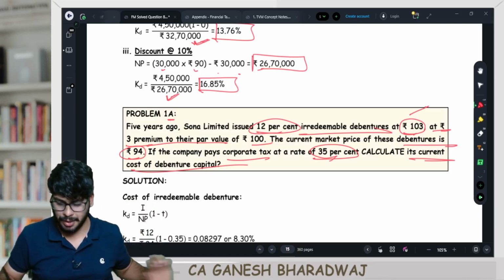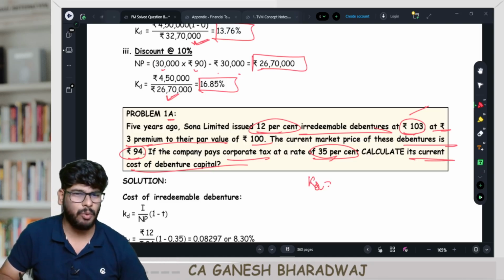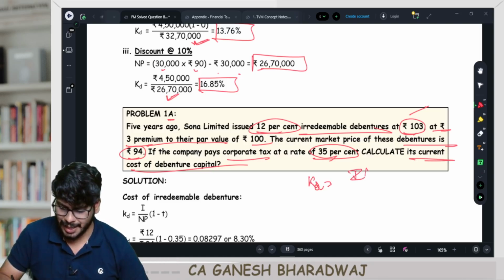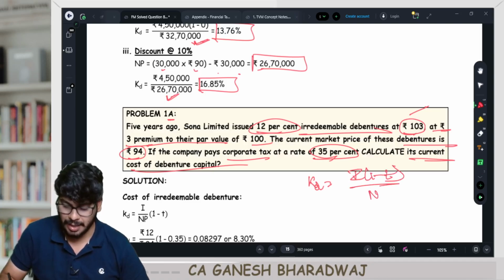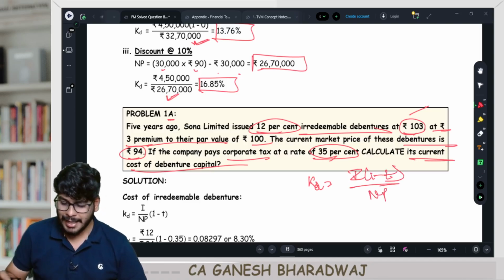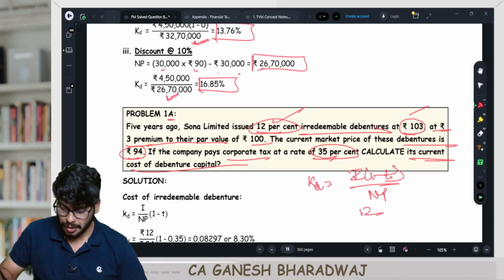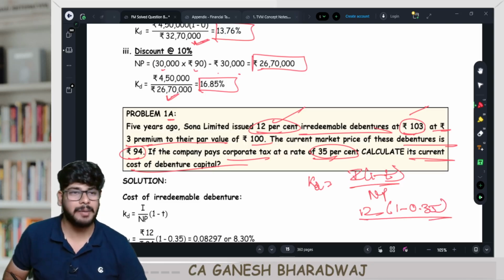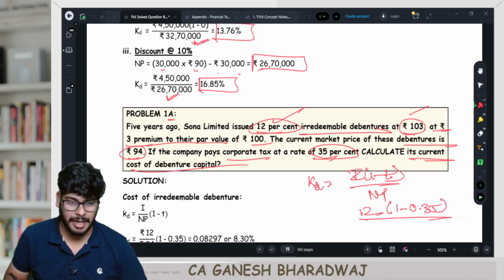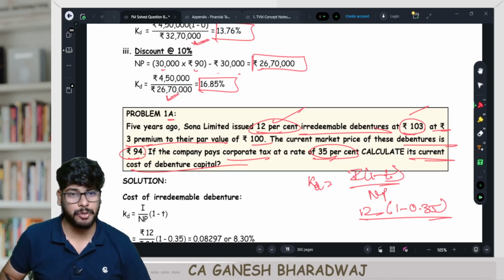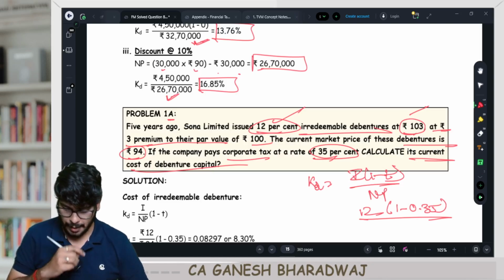Now, you tell me, the formula for KD is what? What I pay upon what I receive. That is I into 1 minus T divided by net proceeds. In this case, what is your I? Every year the company pays 12% on 100, 12 rupees. Correct? Into 1 minus T, 1 minus 0.35, divided by what is going to be the net proceeds in this case? Can you tell me? Quick guys, quick.